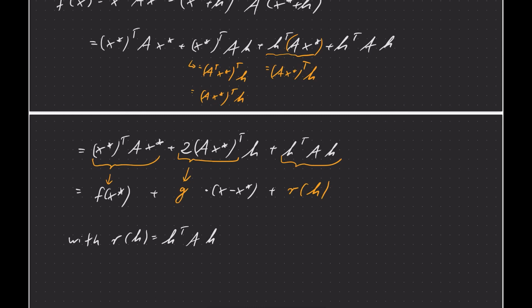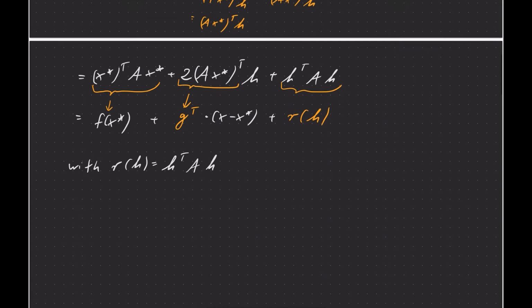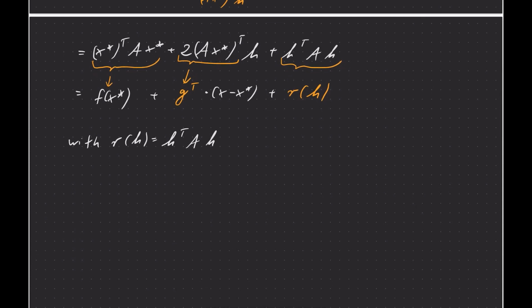Okay, so the hypothesis is our g is 2 times A times x star, and our error function would then look like this, h transposed A h. So the question is, will that do? And to find out, we'll have to investigate the limit of R of h over the norm of h as h approaches the origin. Remember, h is the difference of x and x star, so x minus x star, and as x approaches x star, that's the same thing as saying h approaches the origin.